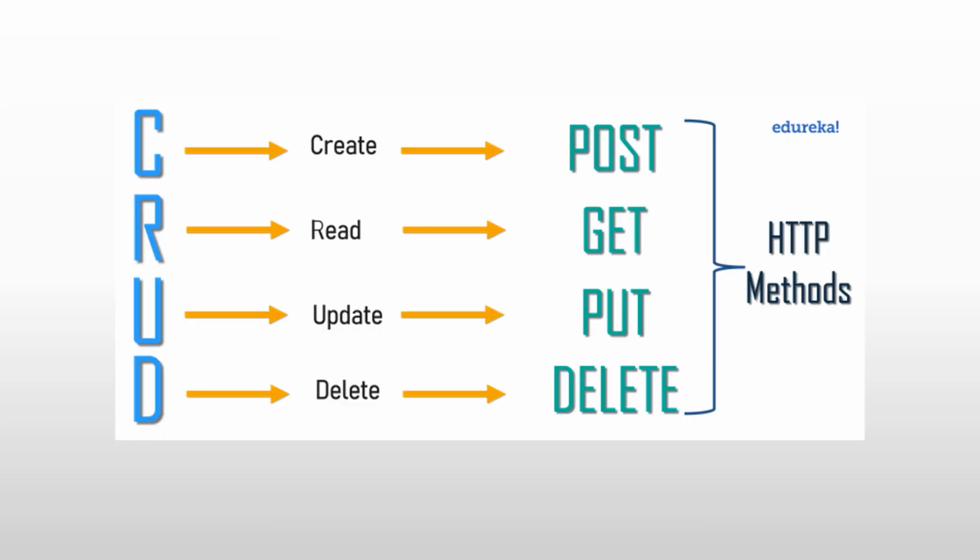There is a term CRUD being used in many places. CRUD stands for create, read, update, delete. With respect to REST, CRUD directly maps to post, get, put, delete. That's the recommendation. So if you want to create a resource, use post. If you want to read, use get. If you want to update, use put. And if you want to delete, just use the delete method.